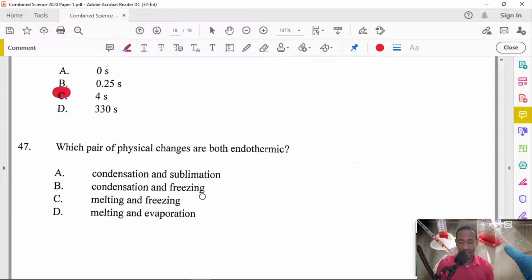Condensation and freezing, to condense and freeze. Again, you lose heat in those two cases. Melting and freezing. Freezing, again, you lose the heat. You're not taking the heat in, but melting, of course, is endothermic. Melting and evaporation, and you require heat for both of these. So those are absorbing heat for these processes to take place. So D will be our correct answer.